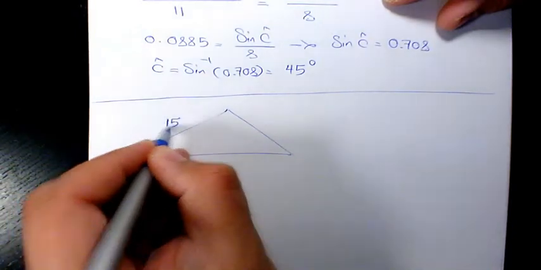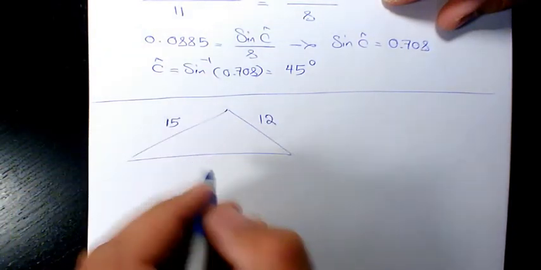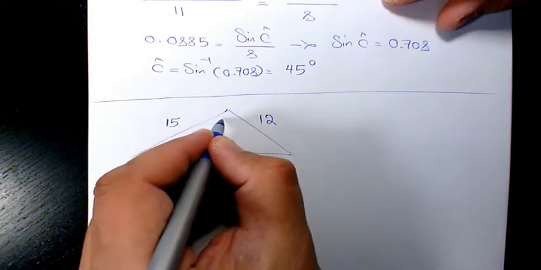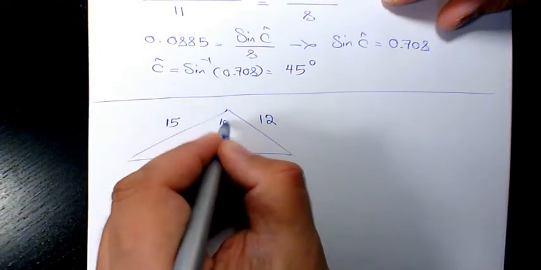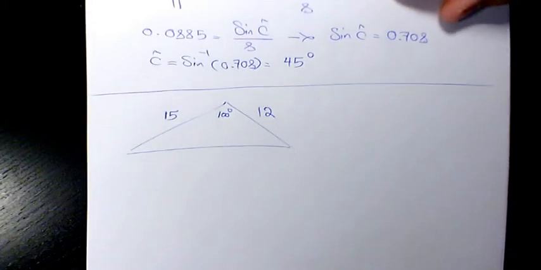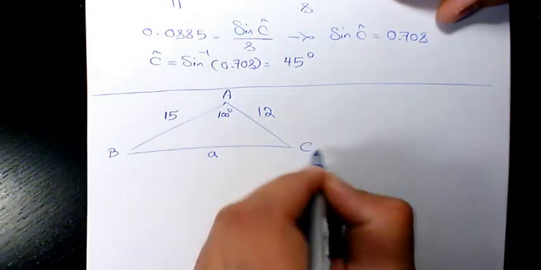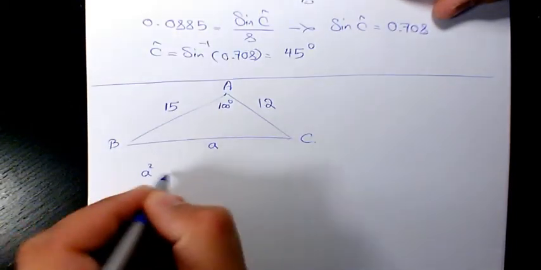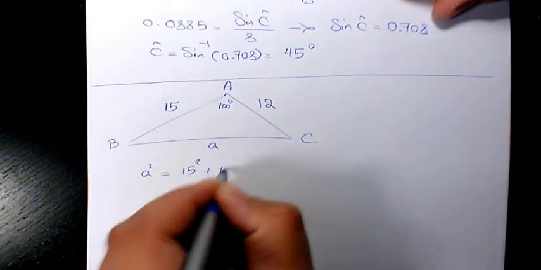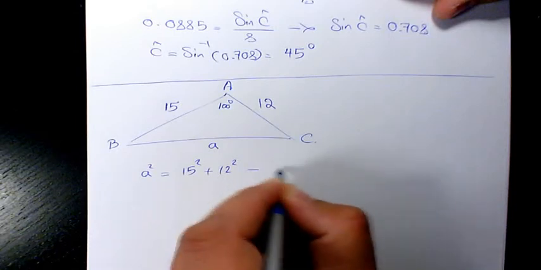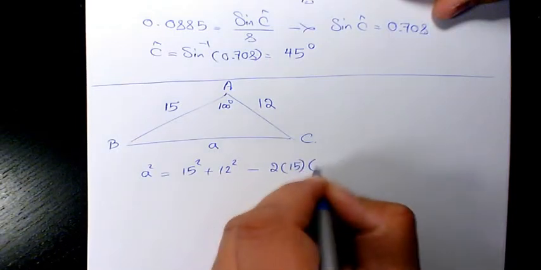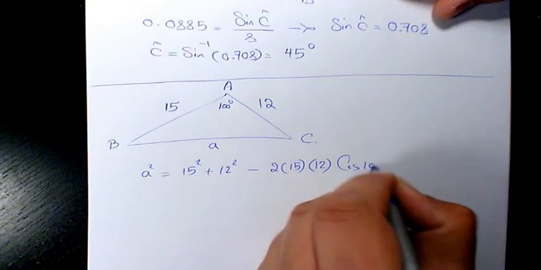We have 15, 12, and this side is going to be 100 degrees. We are interested in finding out A. I'm going to say A squared equals 15 squared plus 12 squared, subtract 2 times 15 times 12 times cosine 100.